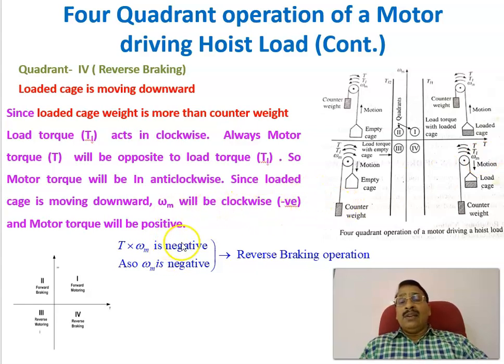Therefore, omega m will be negative and the motor torque produced is positive, so T into omega m is negative. That is negative power, or you can say it is the braking operation. And since omega is negative, it is called reverse. That is why this mode of operation, the fourth quadrant mode, we call reverse braking operation. Therefore, when a loaded cage is moving from the upper level to the lower level, the motor is working in the fourth quadrant. That is what we call reverse braking operation.